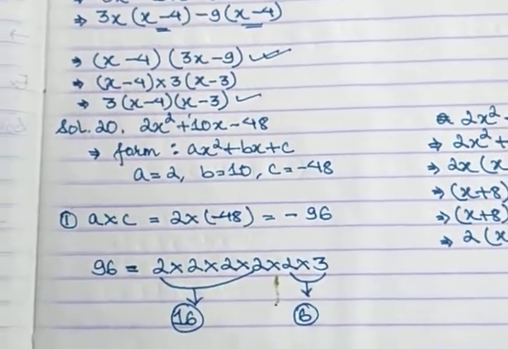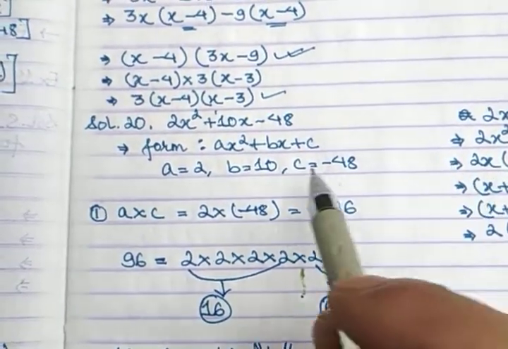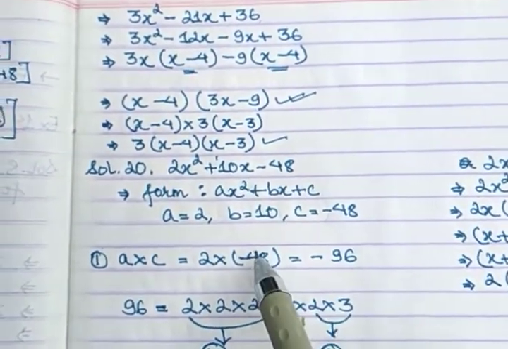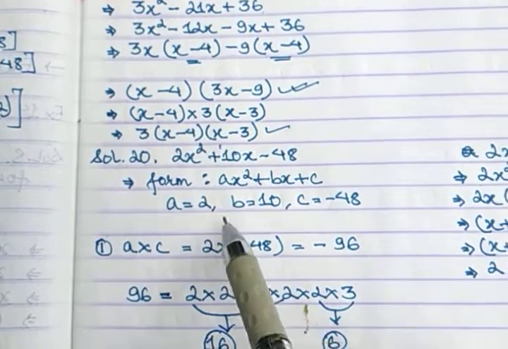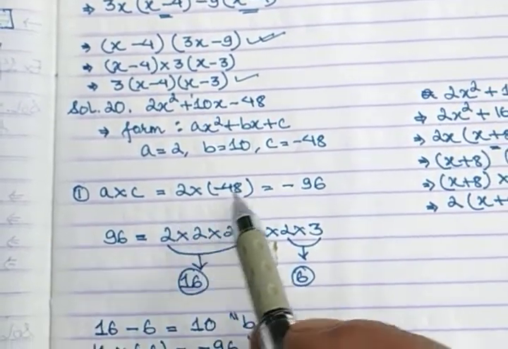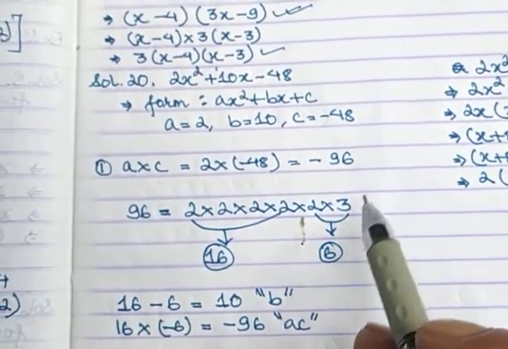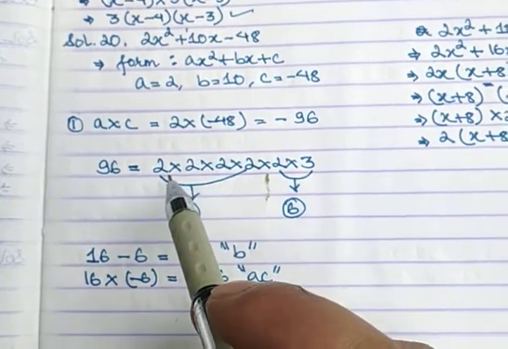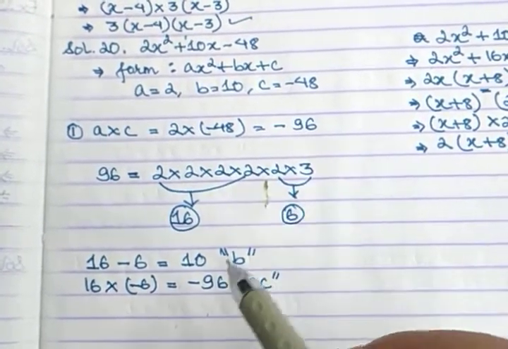Okay, then the last question for today. So we have here 2x squared plus 10x minus 48. So the value of A is 2, B is 10, C is minus 48. First step, A into C, 2 into minus 48, minus 96. I have taken the factors of 96: 2 into 2 into 2 into 2 into 2 into 3.